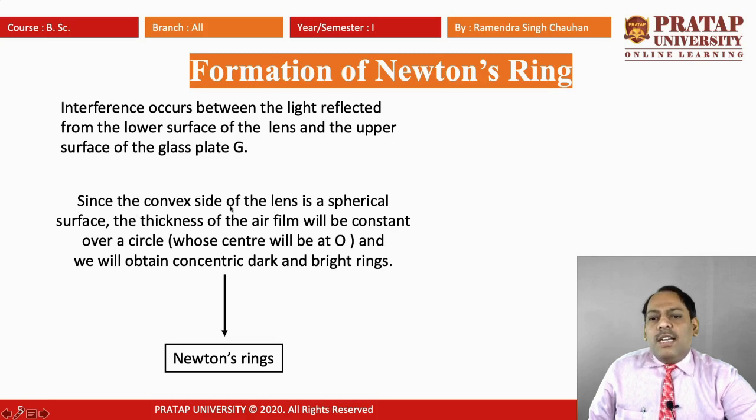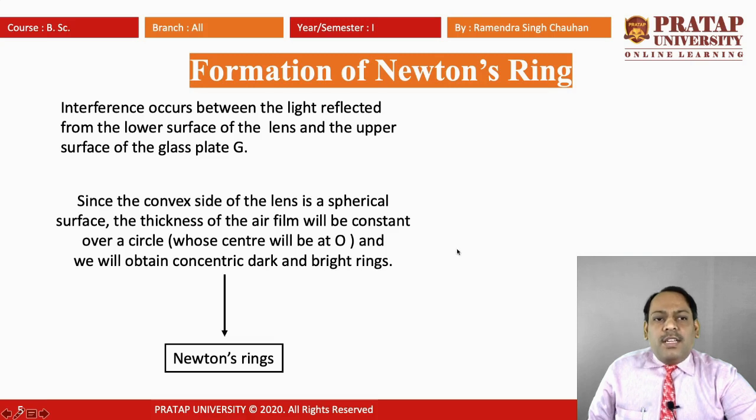Since the convex side of the lens is a spherical surface, the thickness of the air film will be constant over a circle whose center will be at O, and we will obtain concentric dark and bright rings which are called Newton's rings because these were first observed by Newton. In this way the formation of Newton's rings takes place.